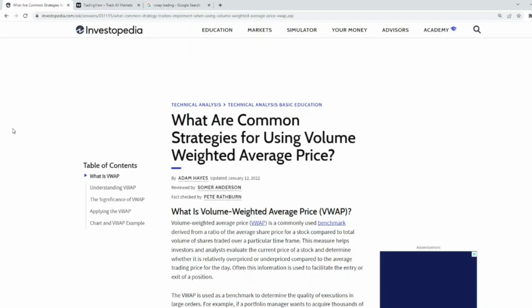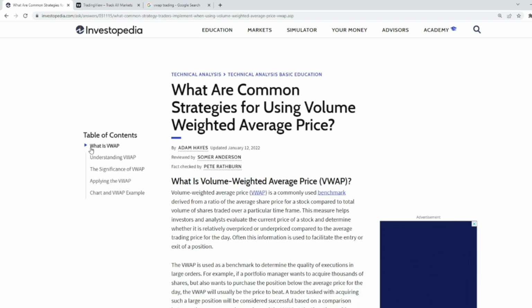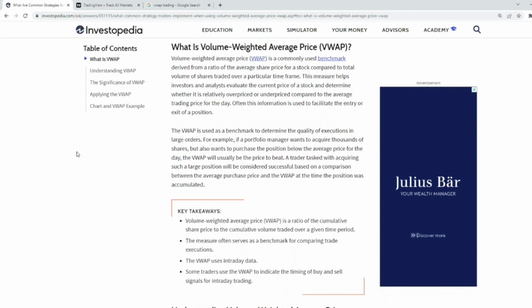The indicator that we are going to be discussing today is the VWAP. If you're on Thinkorswim or any other charting software, just type in VW and it's going to pop up with VWAP.